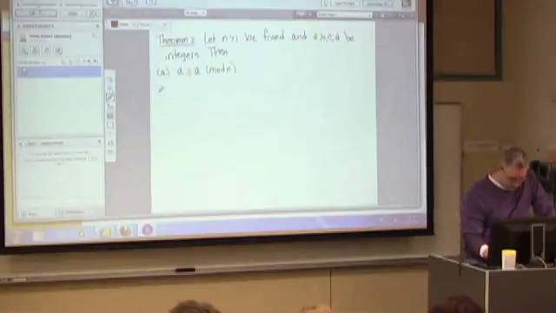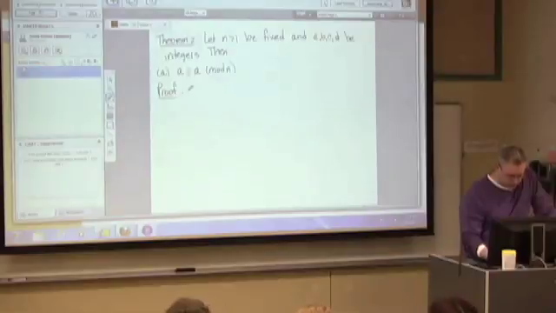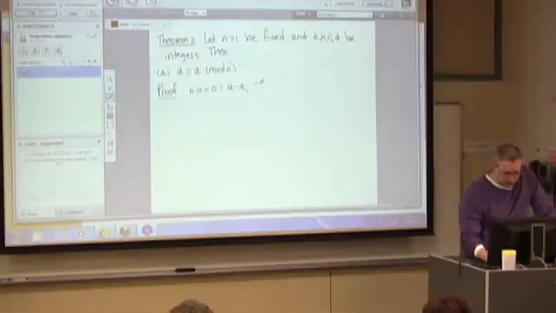Okay, so the proof is almost kind of silly, but n times 0 equals 0, which is also equal to a minus a. So n divides a minus a.